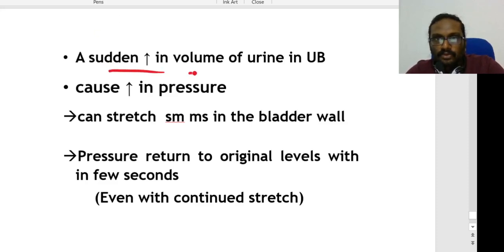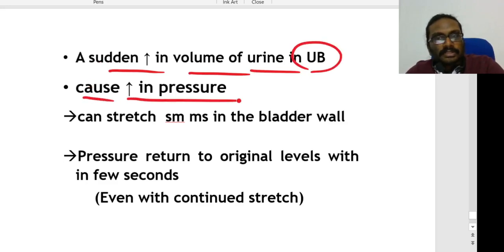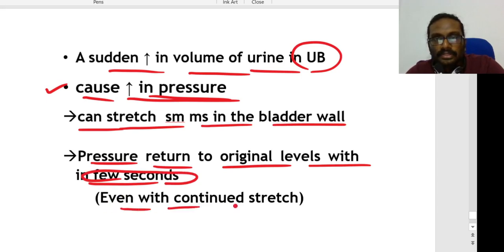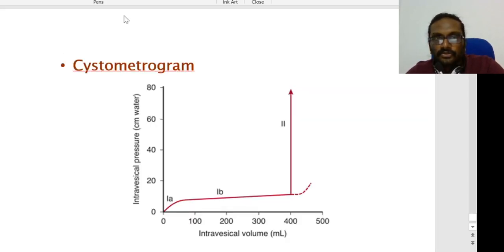A sudden increase in the volume of urine in the urinary bladder causes a rise in pressure. I think this would happen, right? There will be stretching of the smooth muscles in the bladder, and the pressure returns to the original level within a very short period of time, within seconds or milliseconds, even with continued stretch. That is what we are explaining here in this diagram. You see this diagram, this is very obvious. This is called a cystometrogram.